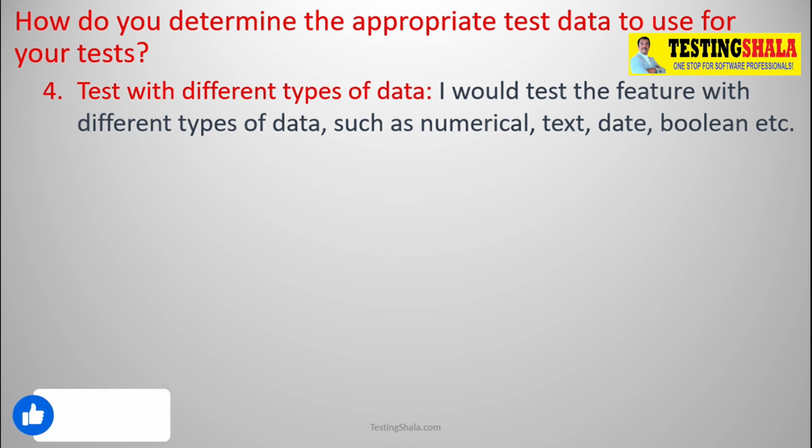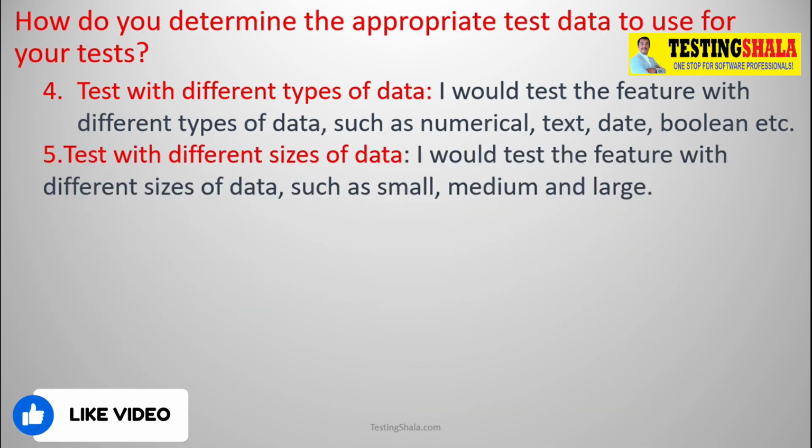Then the fifth one is the size of the data as well, by considering small data, medium data, large data. Maybe if I add a big, large number, maybe a 10-digit number, it may fail. If I just select a 6-digit or 2-digit number, your application may work. Again, based on your requirement, we have to select all these different combinations to ensure that your application really works as expected.